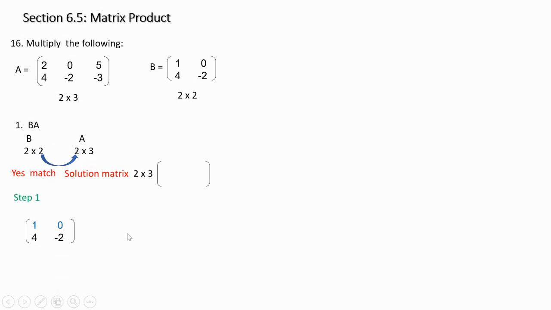So step 1, I'm going to use row 1 and multiply times every column. That's why I'm going to multiply the ones in blue times the ones in red. So 1 times 2 plus 0 times 4 gives us 2. So the 2 goes there. Step 2, now since I'm done with this column, now this one's going to be the one that's in red.